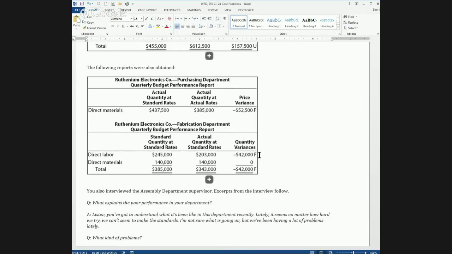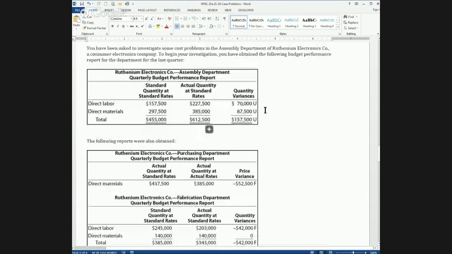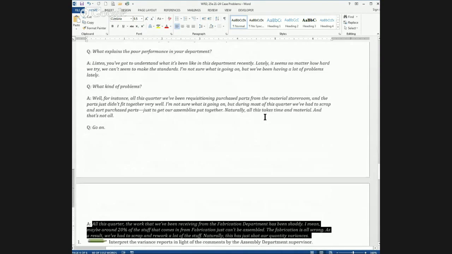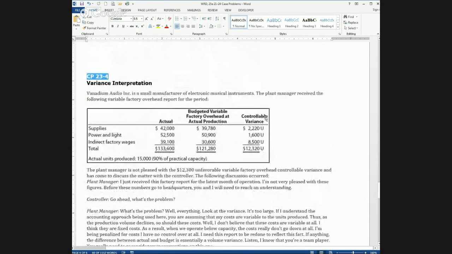Okay, what you want to do is to infer what has happened in the previous two departments to help the assembly department manager explain what might have happened in the department that he or she runs. And remember, the assembly department manager is saying about 20% of what is done is rework. Does that reconcile with the level of these unfavorable variances? All right, that's your tips on that case problem.